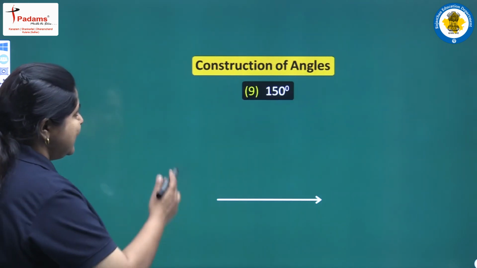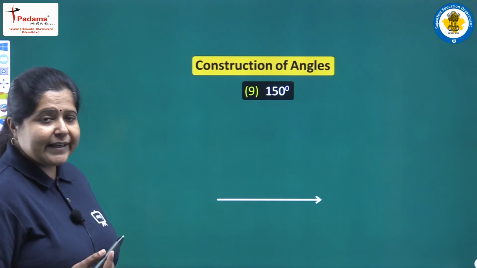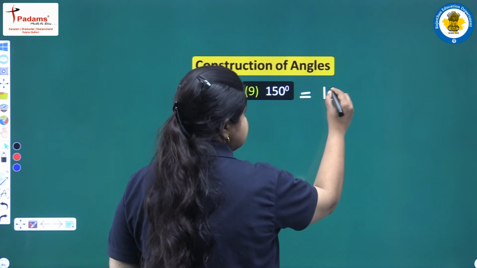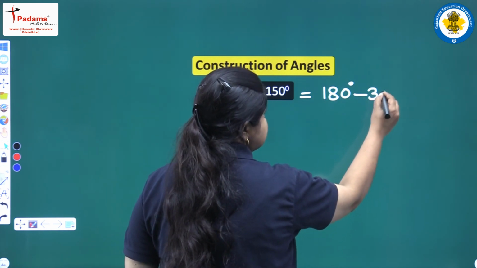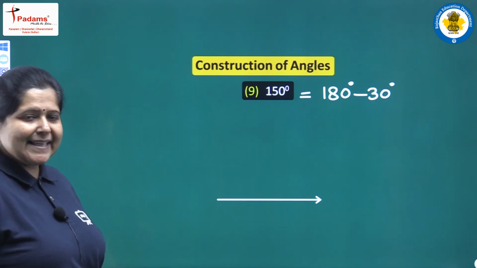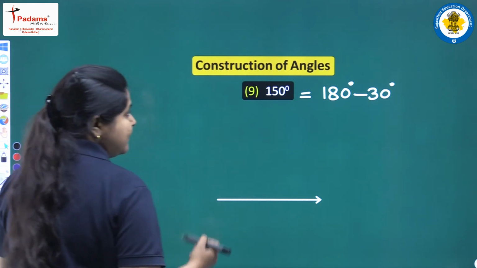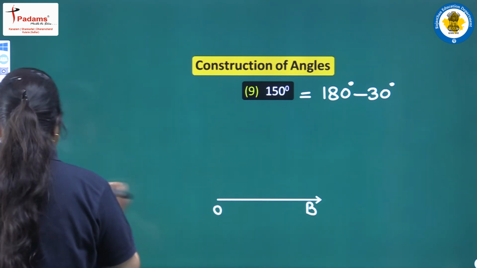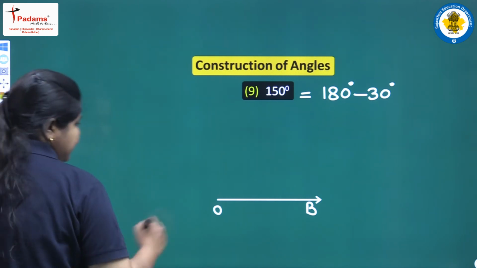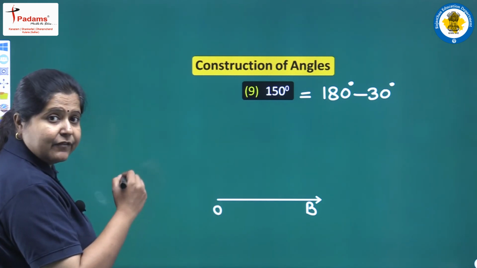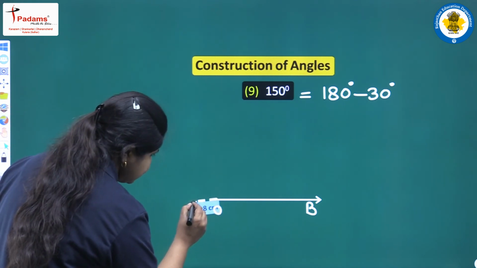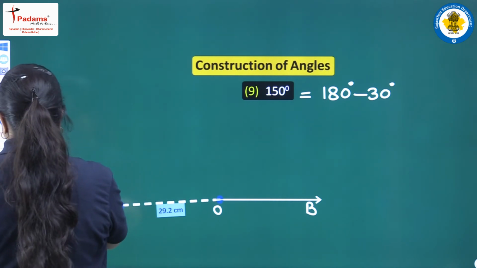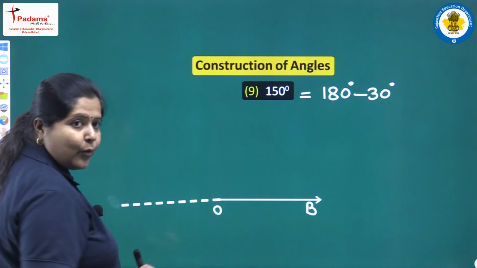Next we have an angle of 150 degree. How will we construct it? You should know it is equal to 180 degree minus 30 degree. So that's easy. For this we need to draw an angle of 180 degree first. Let this point be O and this point be B. So at O we will be making an angle of 180 degree. For this, simply extend this O in this reverse direction. And then we get an angle of 180 degree at this point O.